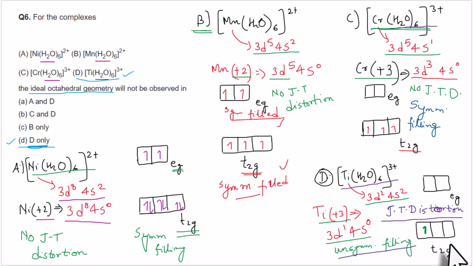Even if slight, because the T2G orbitals are unsymmetrically filled, there will be a slight Jahn-Teller distortion, not a stronger one. But due to this slight Jahn-Teller distortion, the perfect octahedral geometry will be disturbed or distorted. So amongst these four complexes, the titanium complex will show slight Jahn-Teller distortion, because of which the ideal octahedral geometry will be distorted. So option D, D only. Neither A, B nor C, but only D.